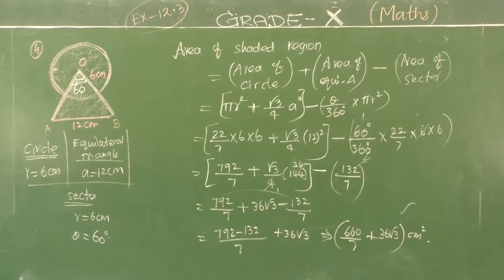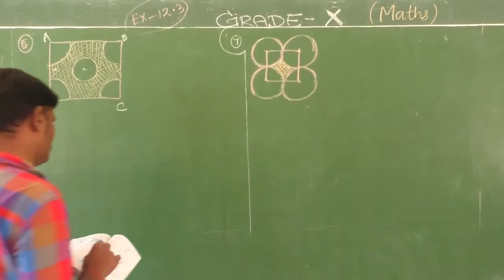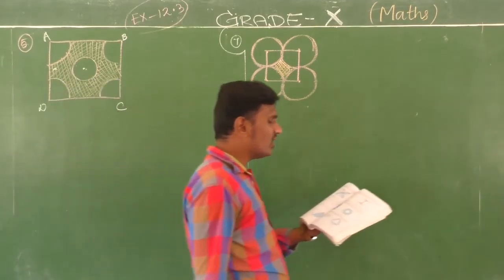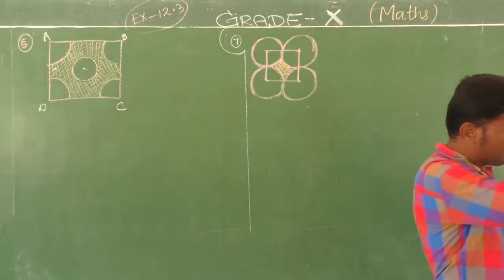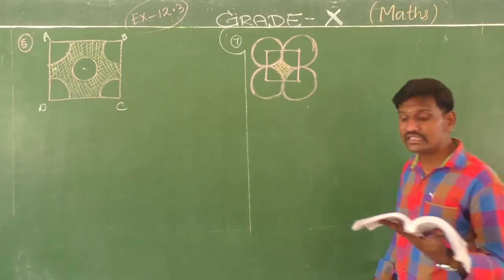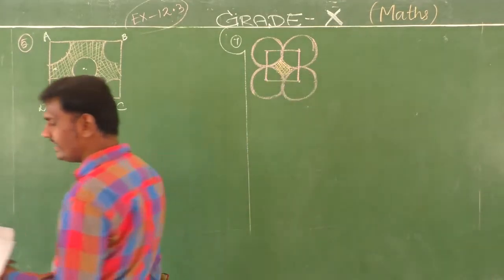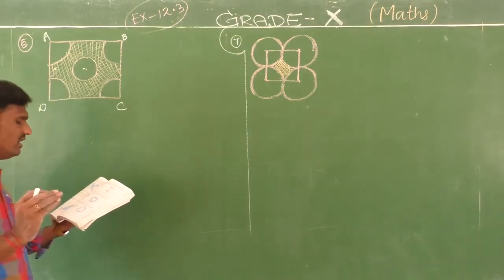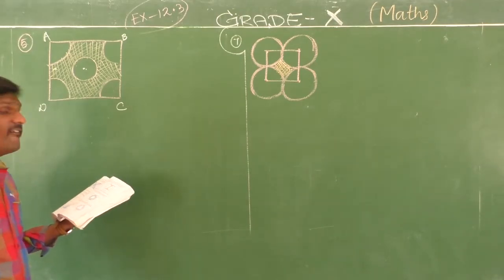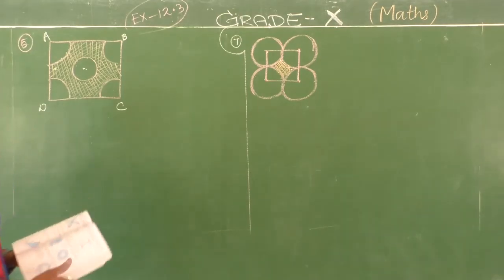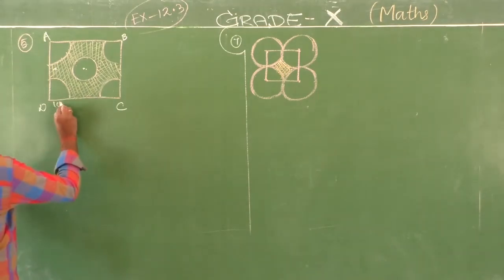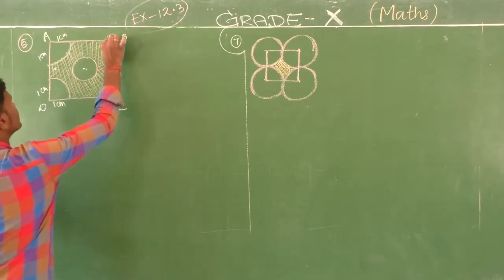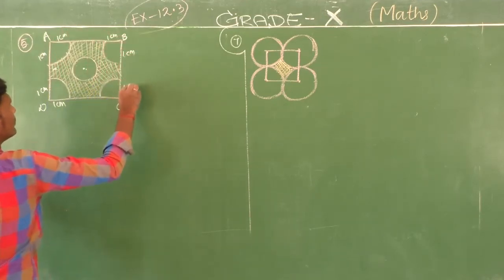Okay, and next question number 5. So students look at question number 5. From each corner of a square of side 4 cm, a quadrant of a circle of radius 1 cm is cut, and also a circle of diameter 2 cm is cut as shown in the figure. Find the area of the remaining portion of the square. So the radius of each quadrant will be 1 centimeter.